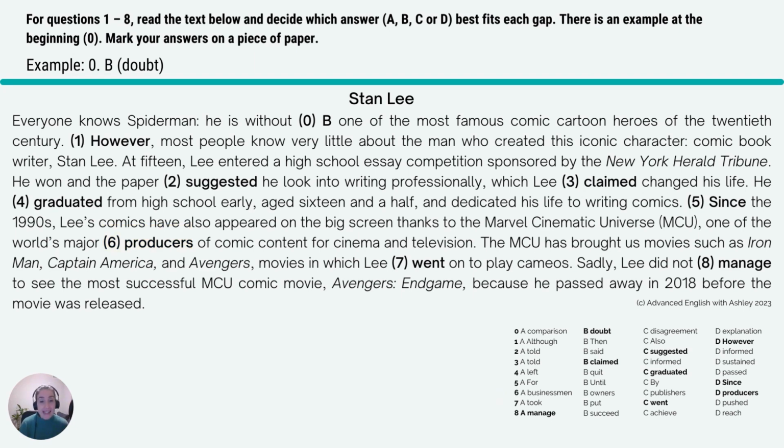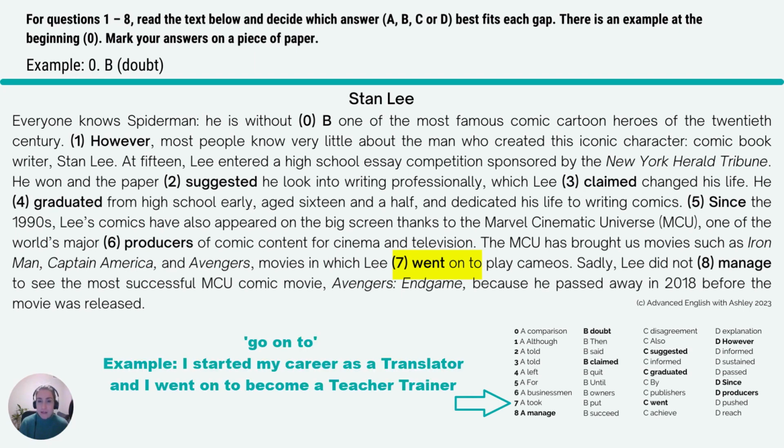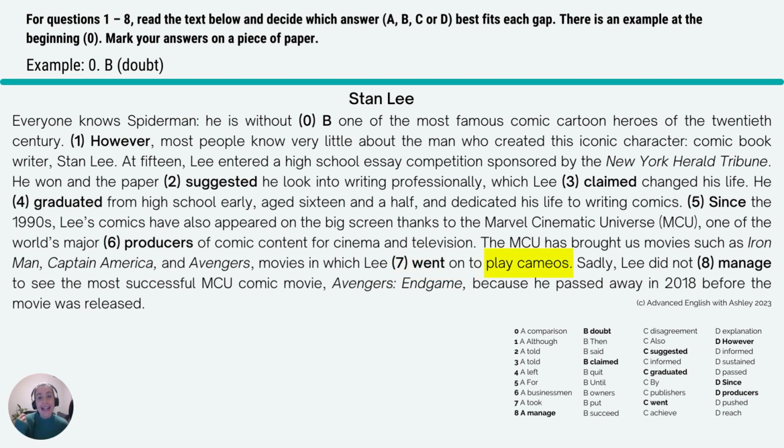Number seven is a phrasal verb. Go on to means that you do something in time. So I started my career as a translator and I went on to become a teacher trainer. It means what came next was this. And what Lee went on to do is an interesting thing. He went on to play cameos.